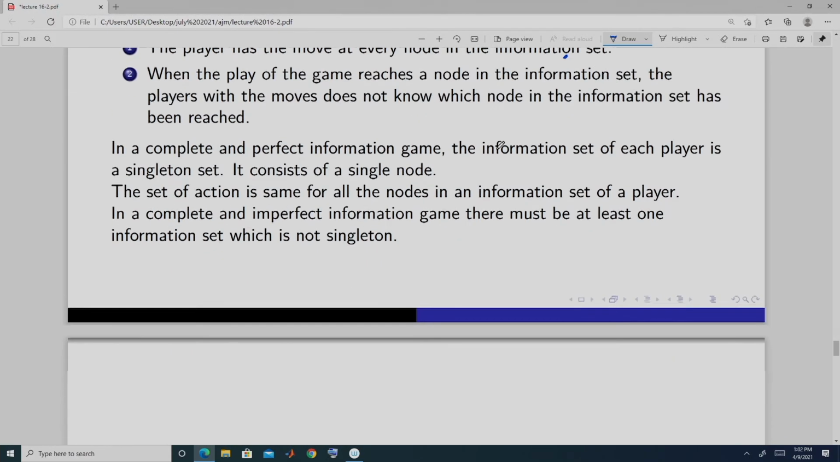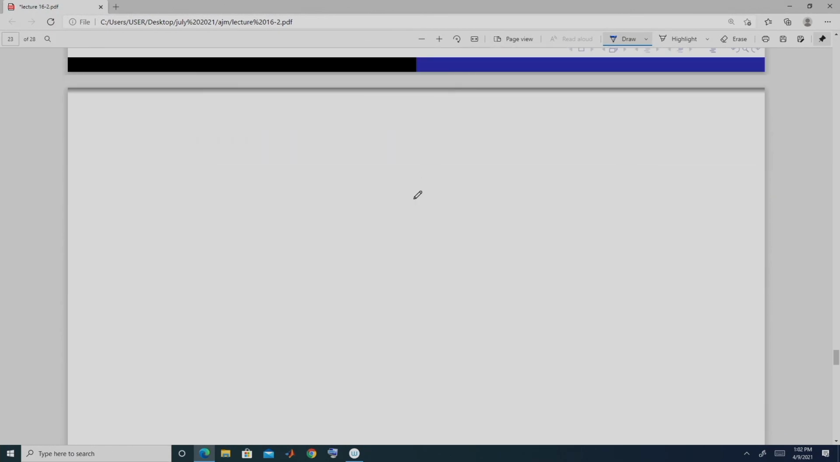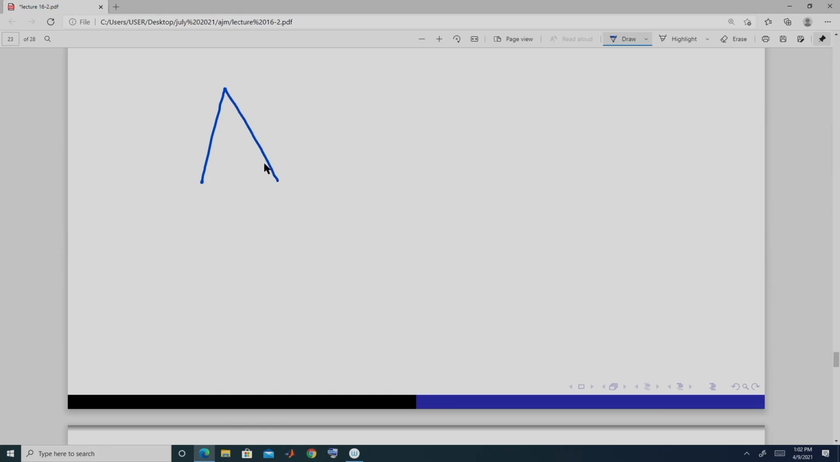So, if we take this game, suppose, okay, and suppose the payoffs are like this.